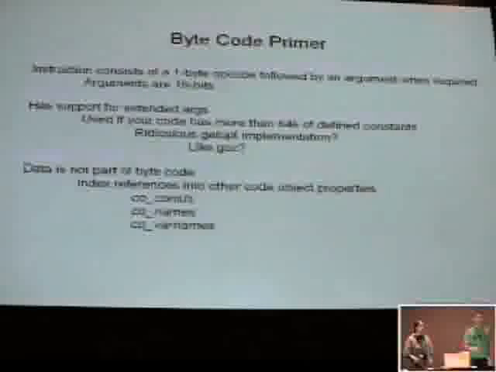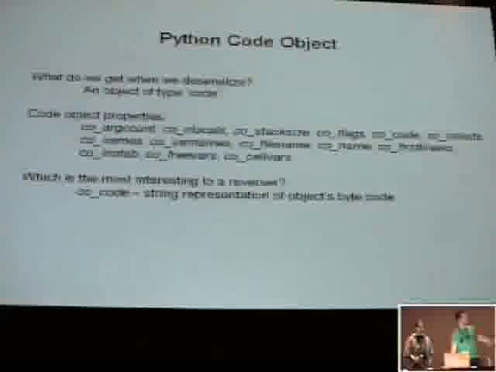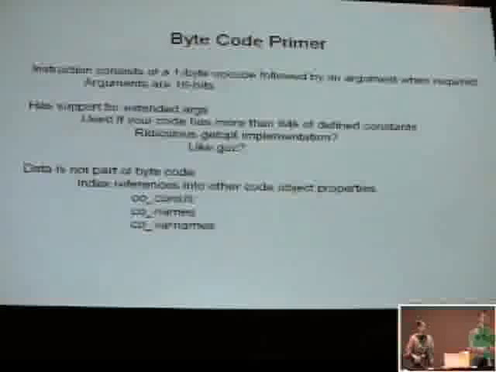There's actually no data in the bytecode string itself. There are just index references. If you remember, I showed all of the other properties of a code object, like co_consts, co_varnames, co_names. That's where the data is actually stored. So the bytecode has an index reference into that tuple list.